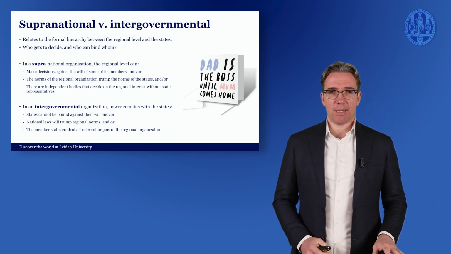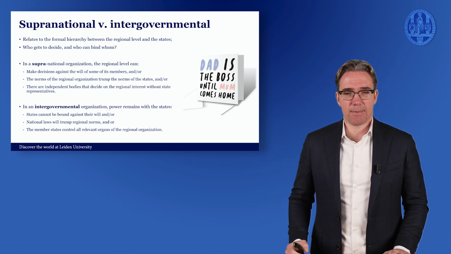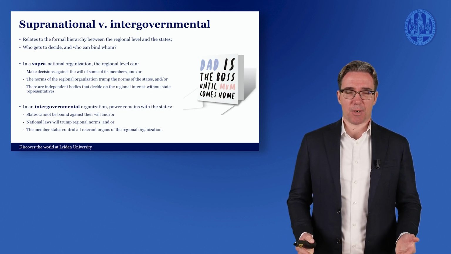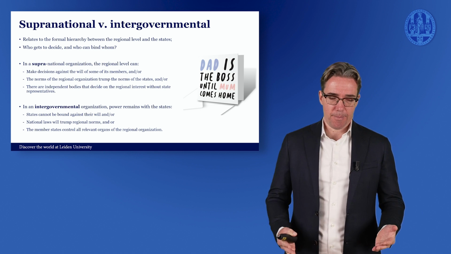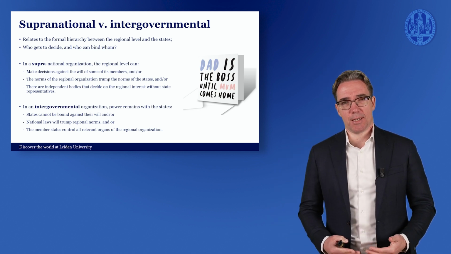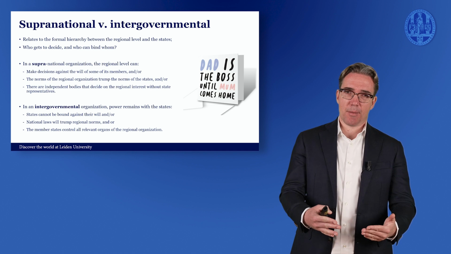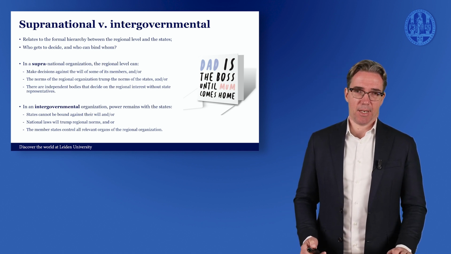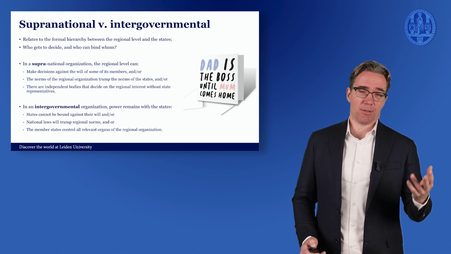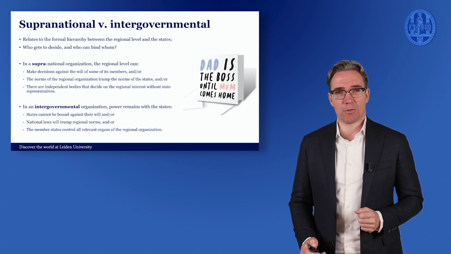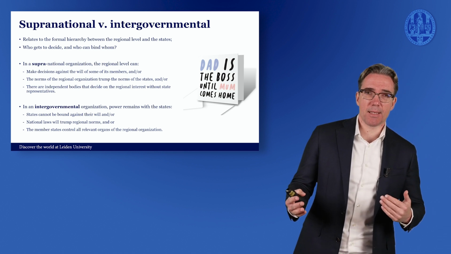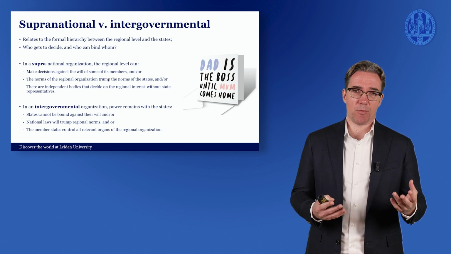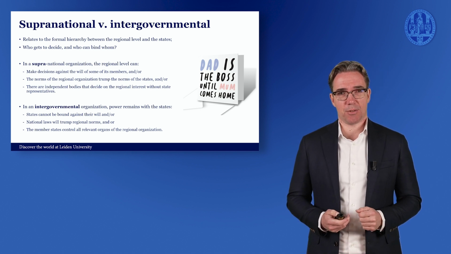And member states tend to control all decision making at any serious level at the regional level. So if decisions are made, this is usually done by ministers coming together or high civil servants coming together or the heads of state coming together and deciding on behalf of the organization, not by something like an independent commission or an independent court that can interpret regional rules. Now, intergovernmentalism leaves more space to the member states, but is of course less effective in some ways than supranationalism.